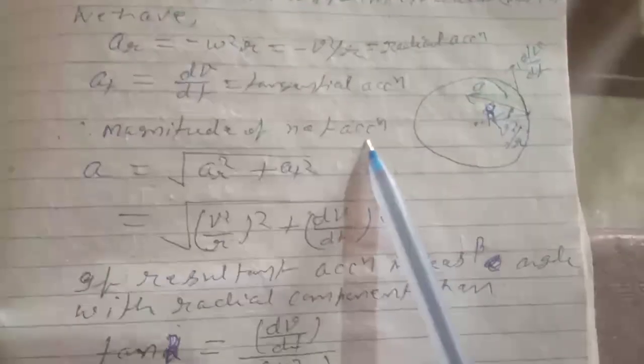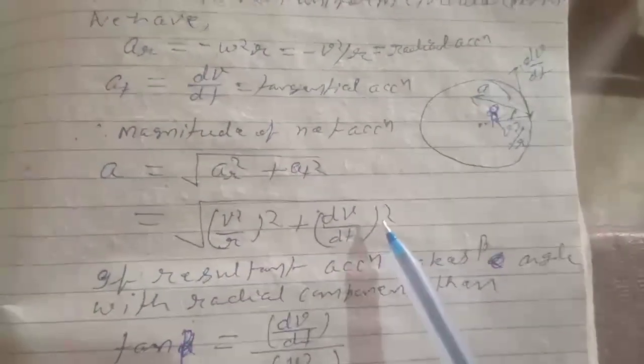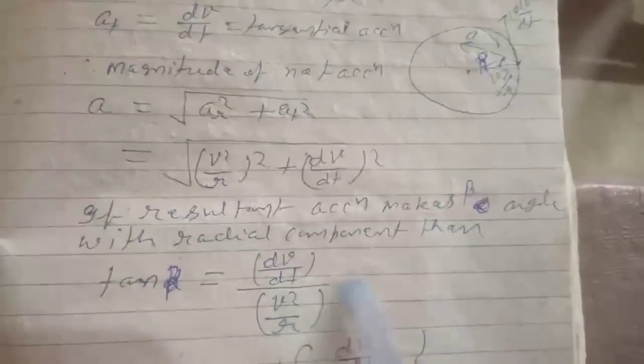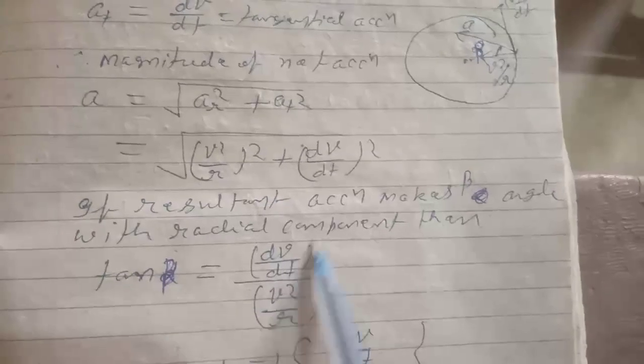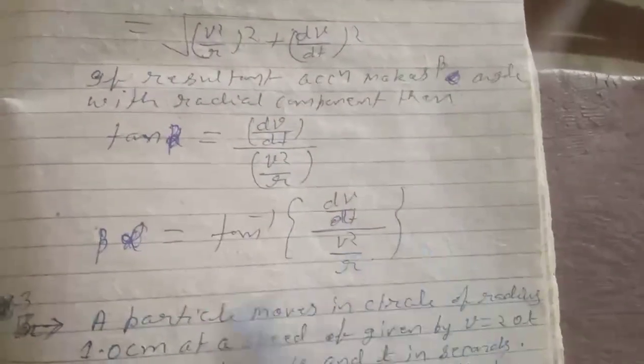Hence magnitude of net acceleration a equals under root ar square plus at square, under root (v square by r) whole square plus (dv by dt) whole square. If resultant acceleration makes beta angle with radial component, then tan beta equals dv by dt divided by v square by r. Hence beta equals tan inverse of (dv by dt) by (v square by r).